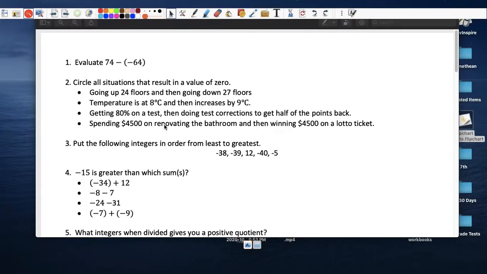Let's get to it. All right, so the first question, hopefully my pen is working this time. Yes, it is. It's a subtraction problem.